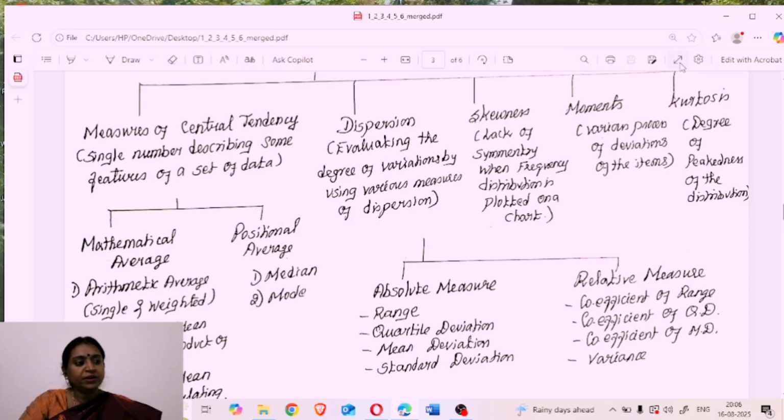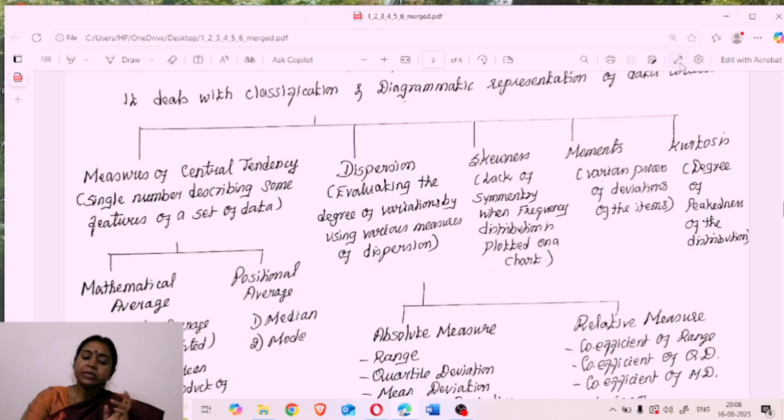Range, quartile deviation, mean deviation, standard deviation come under absolute measures, and relative measures are coefficient of range, coefficient of quartile deviation, coefficient of mean deviation, and variance. Standard deviation squared is equal to variance. Okay, so standard deviation and variance come under dispersion.